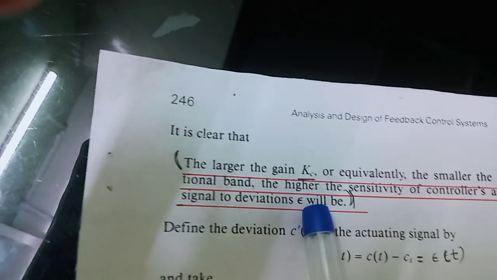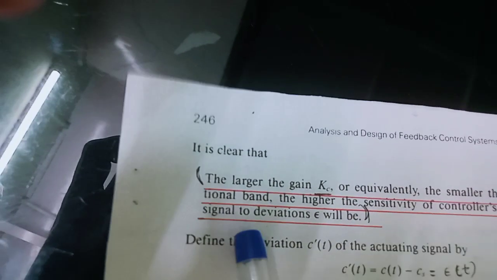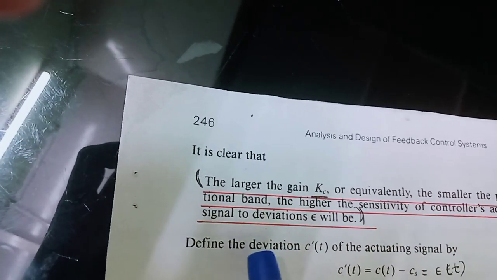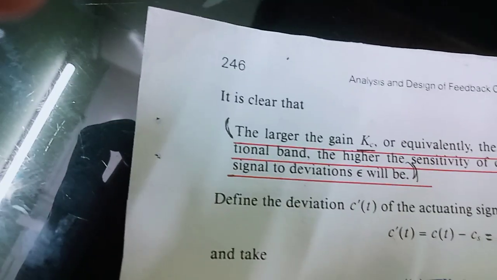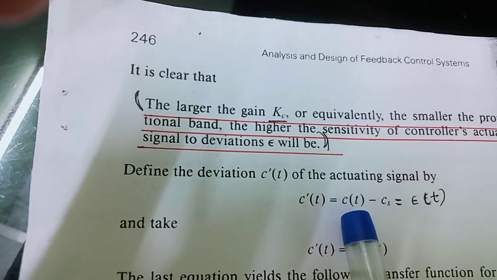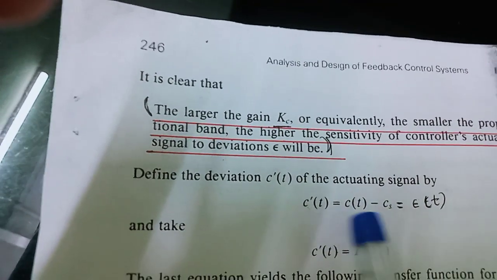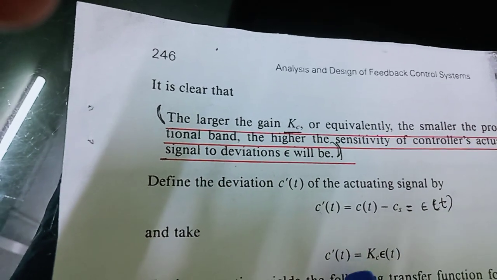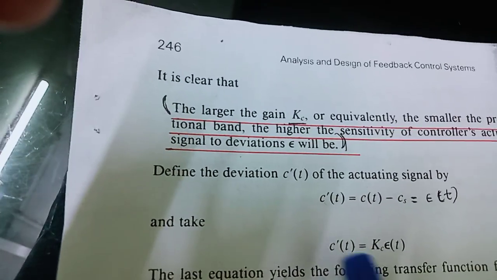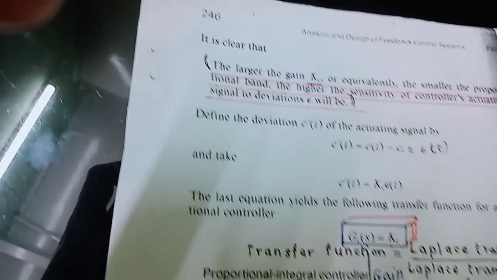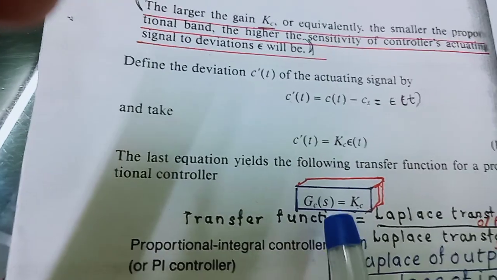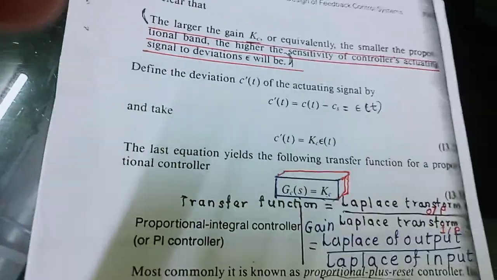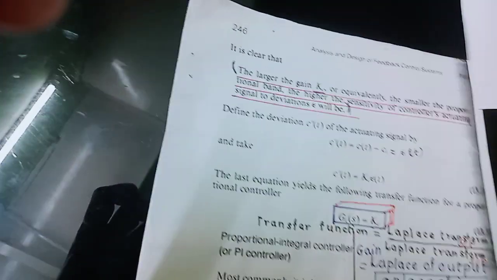So the larger the gain, equivalently the smaller the proportional band, the higher is the sensitivity of the controller. For the actuating signal, C dash T is equal to C(t) minus Cs. So C dash T is equal to Kc into E(t). So the gain of this proportional controller comes to be Kc.